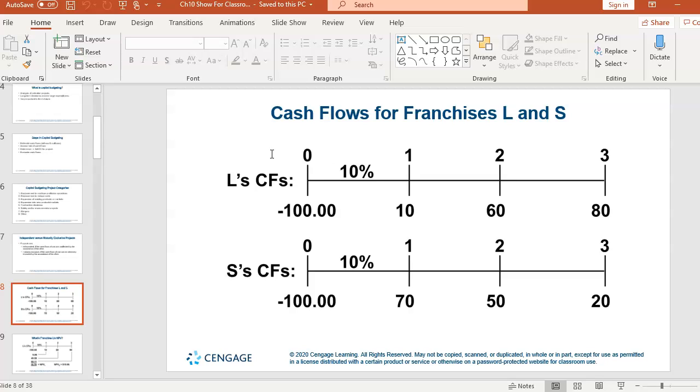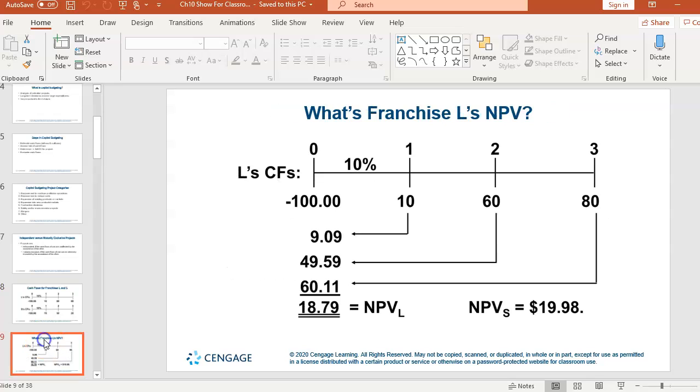Then give us some examples using two different projects, Project L and Project S. L stands for long, so kind of just think the bigger cash flows for L are in the future. They're in years 2 and 3. And then for Project S, we'll call it short, the biggest cash flow happens right away in year 1, then goes down. Both of them have a $100 initial investment. Both have a WACC of 10%.